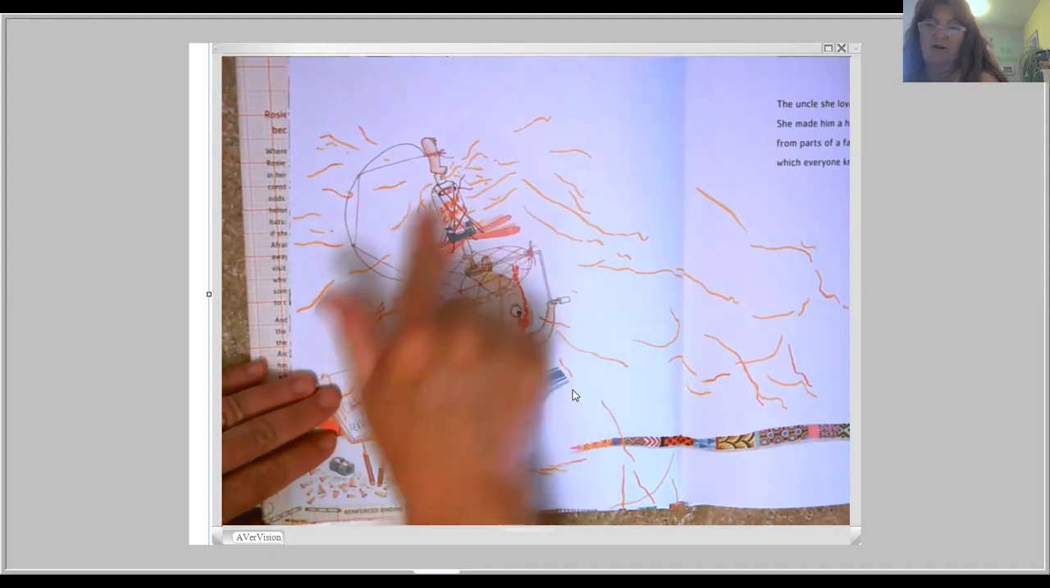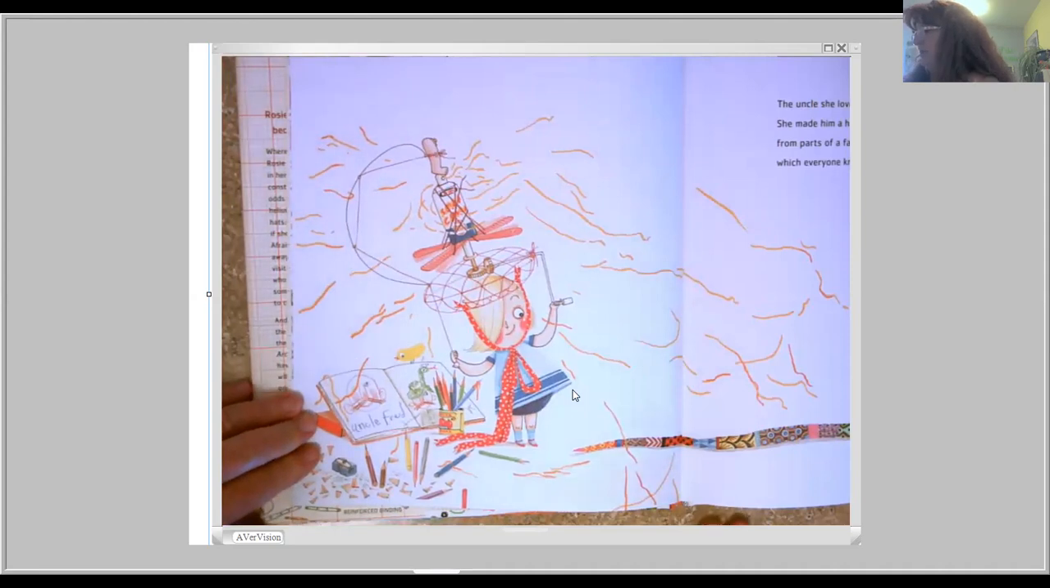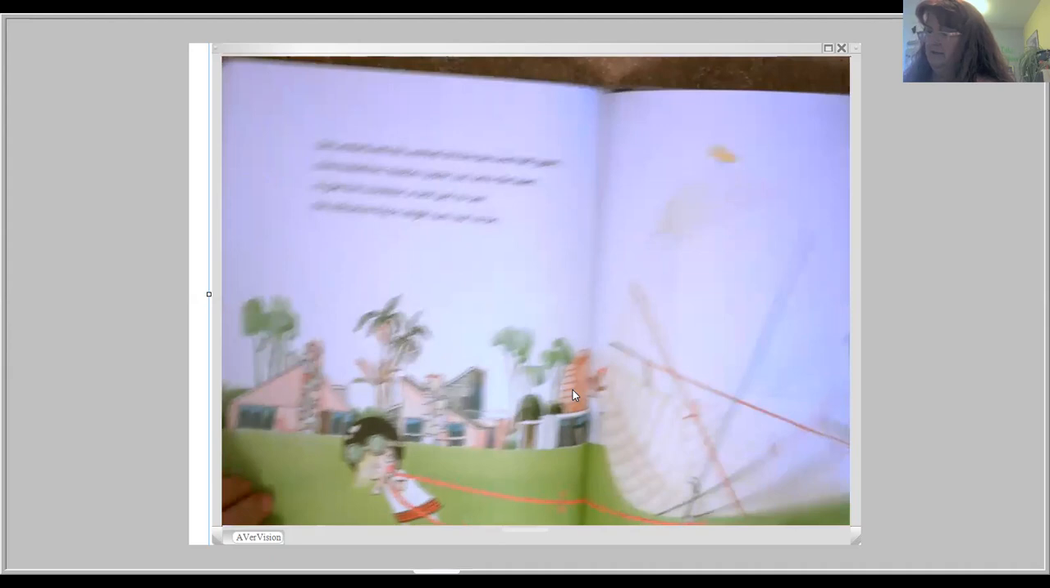Some wedges going around to cut the air to help her fling the cheese everywhere. Same kind of thing for the top of her helicopter.